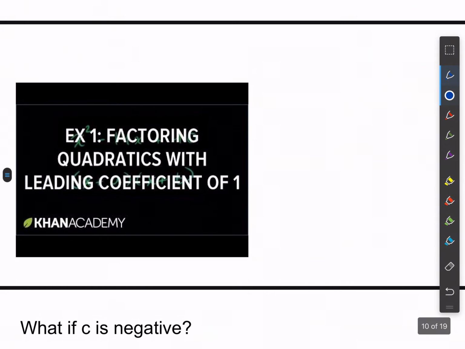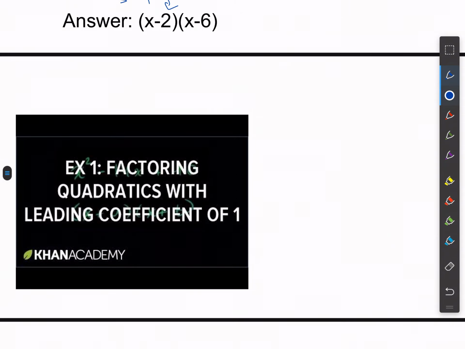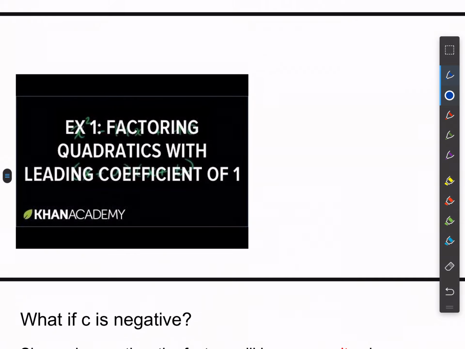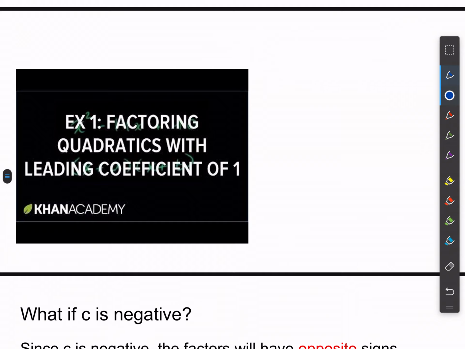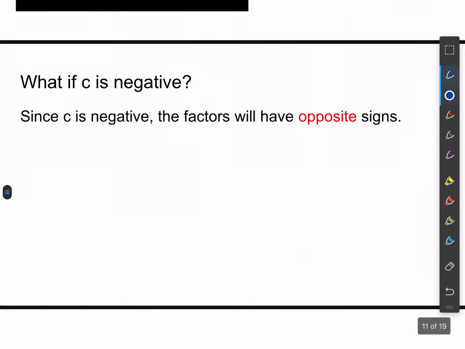By the way, there's another video out there, factoring quadratics with leading coefficient of 1, on Khan Academy. I have it here. I'll try to link this to the site so that you guys have it. If you want to see another explanation of what I'm talking about here, it is out there.